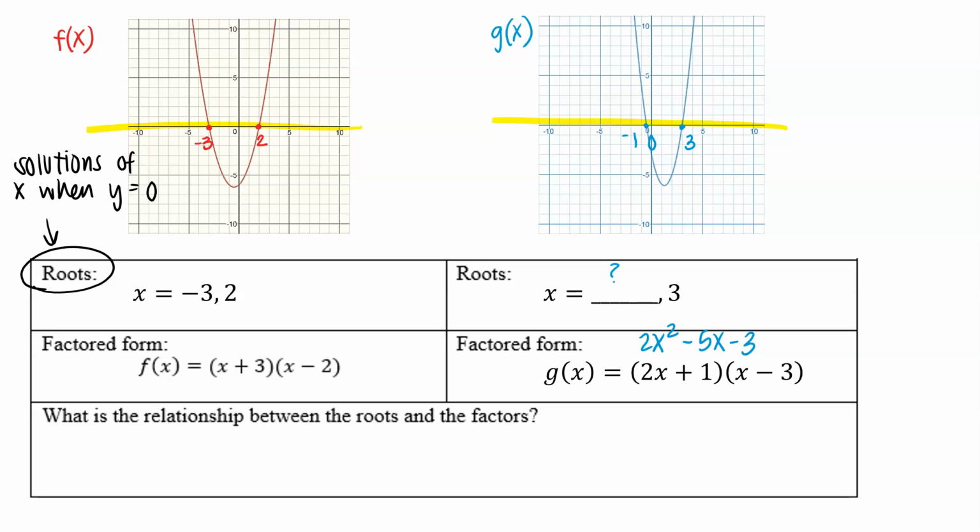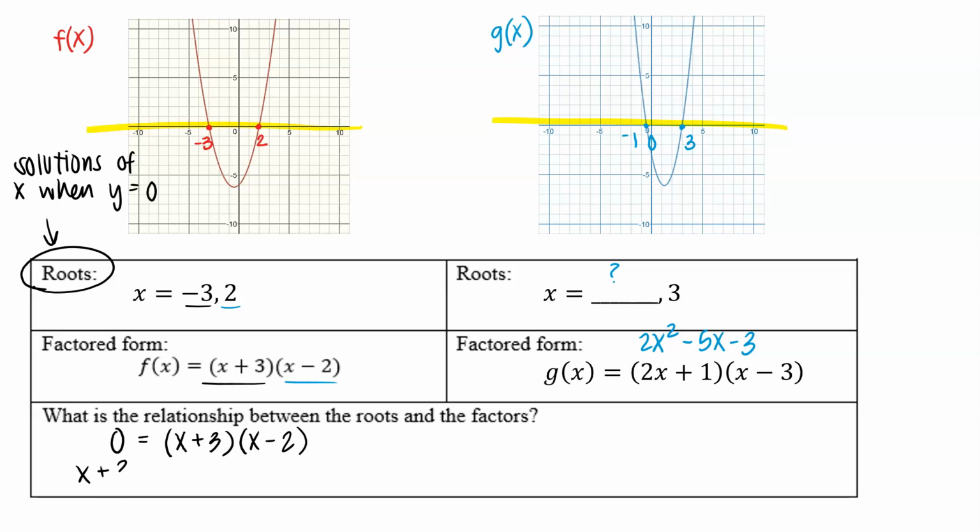We have the factored form for the function f of x, and we can see that x equals negative 3 is probably related to the factor x plus 3, and x is equal to 2 is related to x minus 2. Using the definition of roots, solutions of x when y is equal to 0, we're able to substitute in 0 for f of x, set 0 equal to x plus 3 times x minus 2, and then solve algebraically for the two values of x.